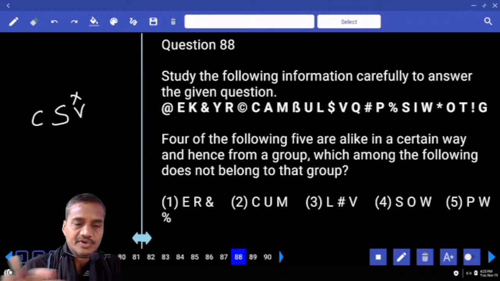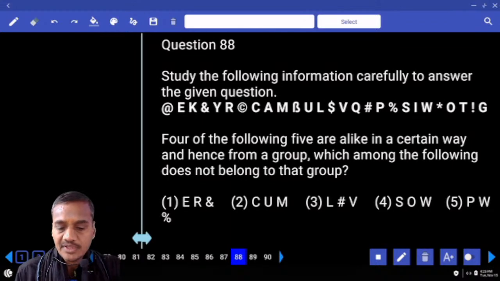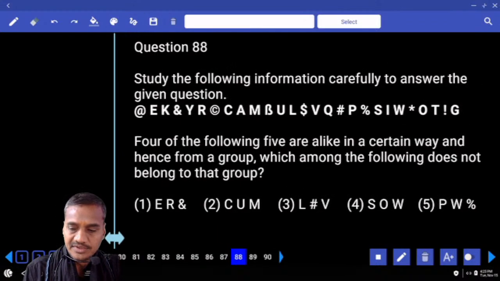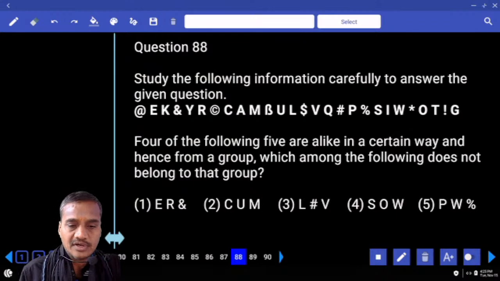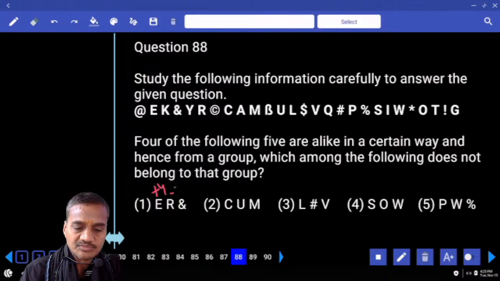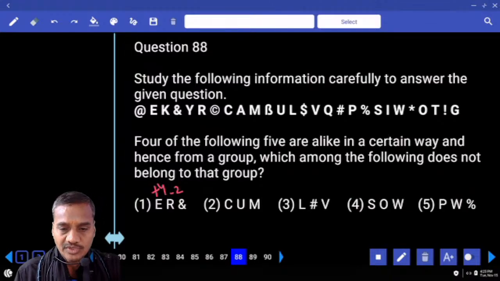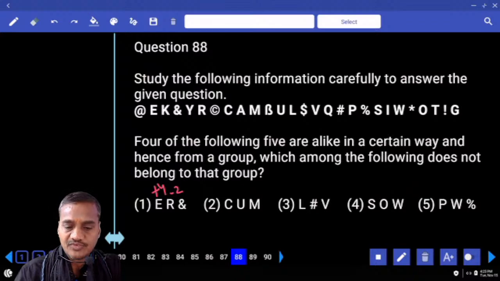Then 88, four out of the following, means odd one out. E, R, and. Now E, R, and means E and R. How many elements are there? 1, 2, 3, 4, plus 4. R and N, 1, 2, minus 2, plus 4, minus 2. C, U, M. C and U, 1, 2, 3, 4, plus 4. And U and M, minus 2.